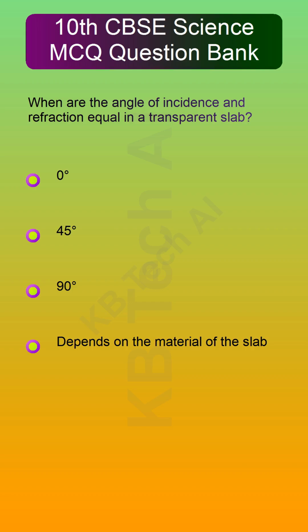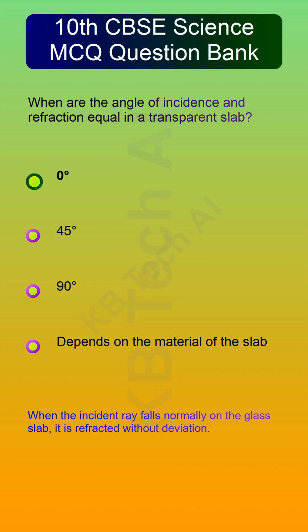When are the angle of incidence and refraction equal in a transparent slab? Option 1, 0 degrees. Option 2, 45 degrees. Option 3, 90 degrees. Option 4, depends on the material of the slab. The answer is option 1, 0 degrees.